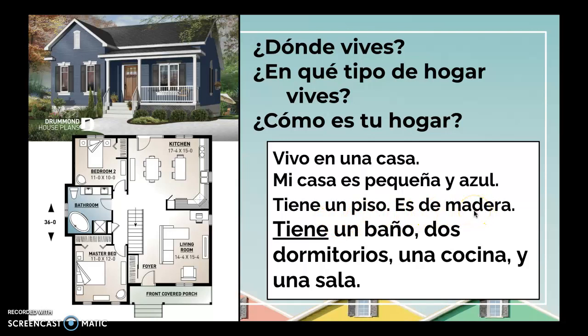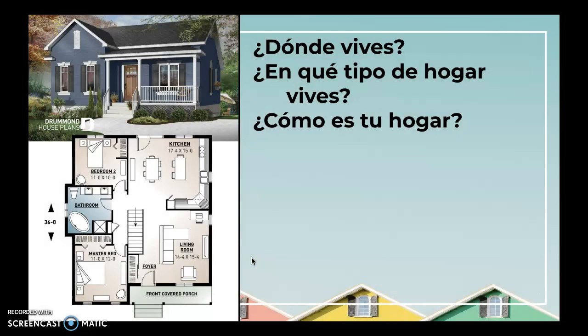But now to describe our house in greater detail, we're going to talk about what it's like on the inside. So I'm going to use 1 sentence frame, 1 word, tiene. And then I'm going to list all the different rooms it has. Tiene, it has un baño, 2 dormitorios, una cocina y una sala. So if you look, there's the uno y dos dormitorios, un baño, una cocina. This one doesn't have a separate dining room, so I'm just going to say una cocina y una sala. That's it.